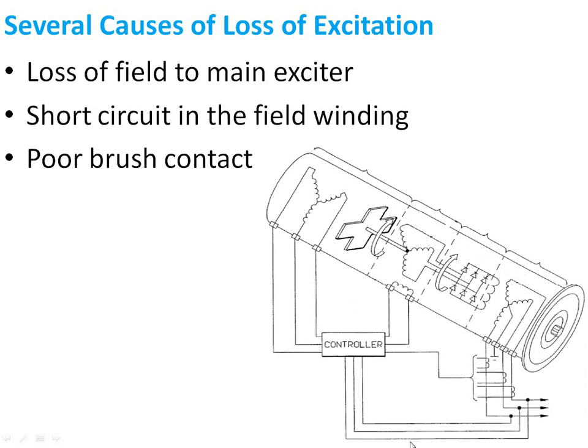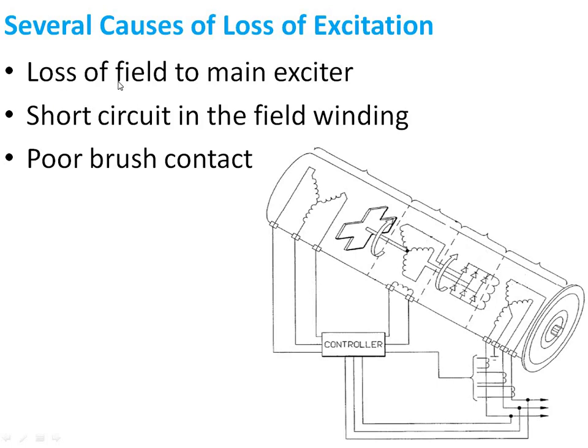So from this output terminal, three-phase supply is given to the controller, and through this controller it is fed to the permanent magnet generator, and at the same time this will generate the field excitation for this main excitation system. The output of this three-phase is given to the uncontrolled rectifier, and the output of this uncontrolled rectifier is given to the field winding of the generator. So this is the brushless DC system.